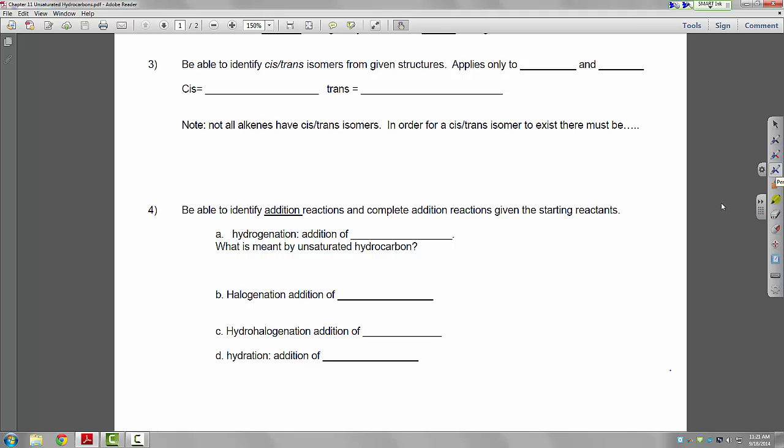Okay, be able to identify cis-trans isomers from given structures. If you remember, cis-trans applied to cycloalkanes. We saw this with cycloalkanes, where we could have 2 groups maybe on the same side of the ring or on opposite sides of the ring. Similar kind of thing happens here with carbon-carbon double bonds only, not the triple bonds. So cycloalkanes and alkenes, not alkynes, the hydrocarbon with the triple bond, but with alkenes. So cycloalkanes and alkenes. Cis means same side. Right. Trans is opposite.